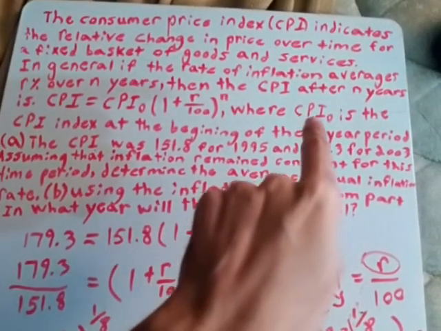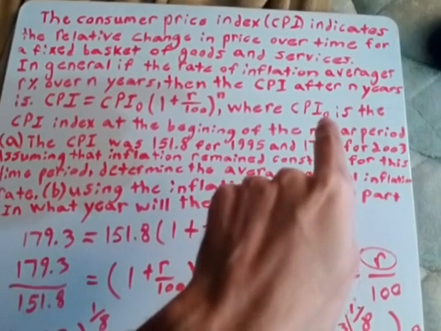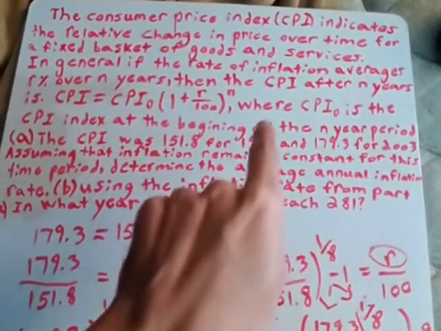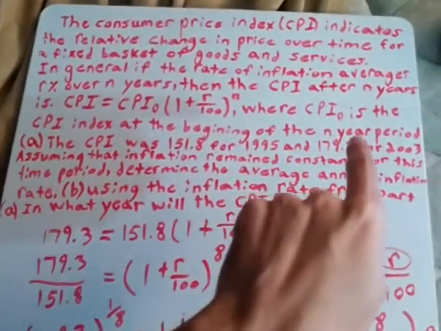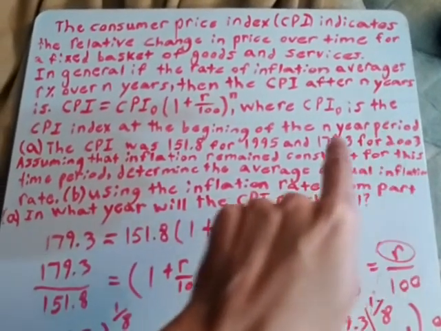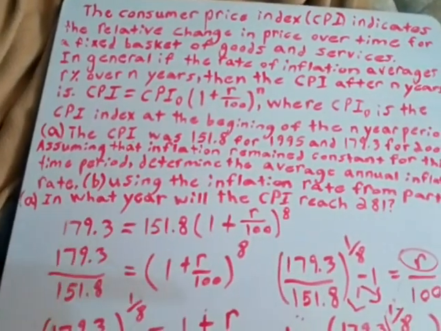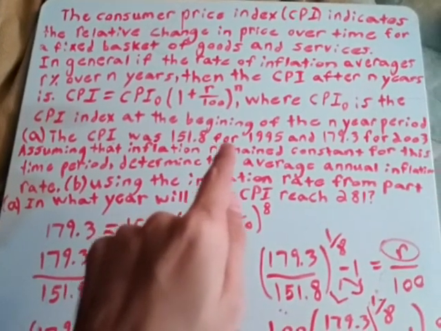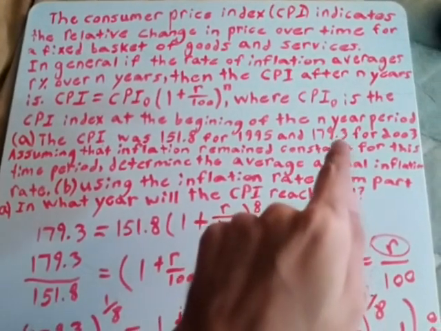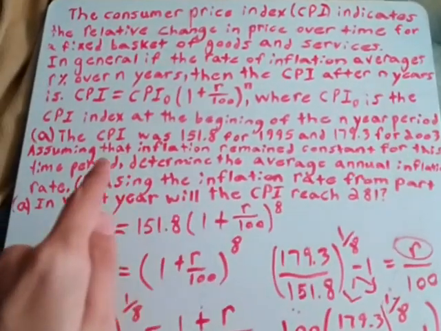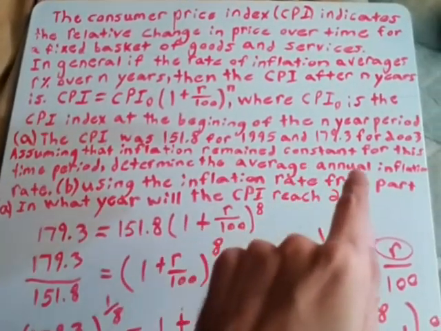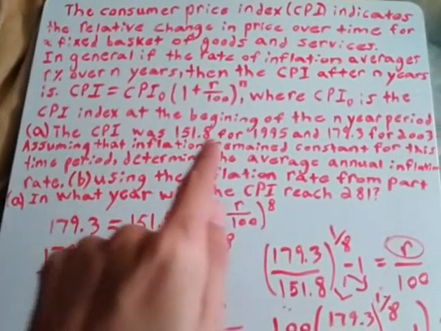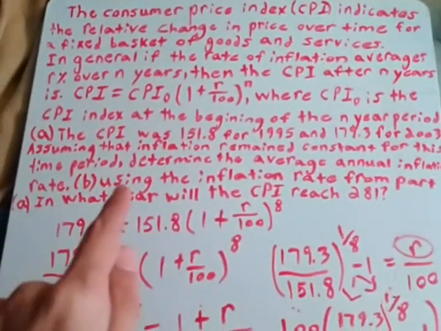Where the CPI with the little zero, that means the initial value, is the CPI index at the beginning of the n year period. The first question, part A: The CPI was 151.8 for 1995 and 179.3 for 2003. Assuming that inflation remained constant for this time period, determine the average annual inflation rate.